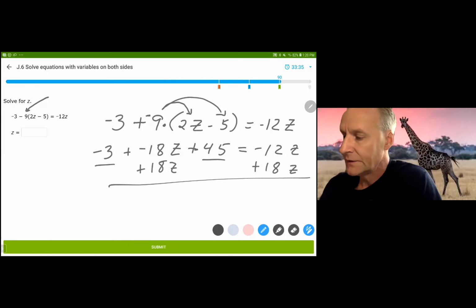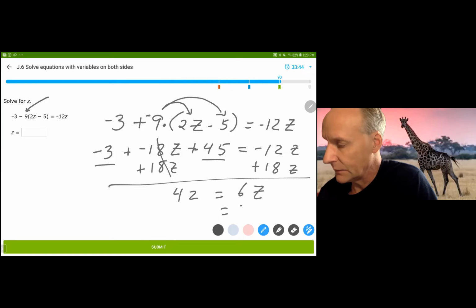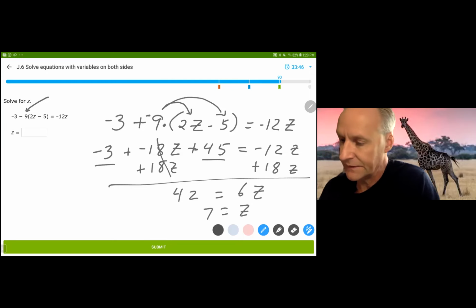There we go. So negative 3 plus 45 is 42. This is 0. And I get 6z. And then z is equal to 7. Of course, I'm going to divide by 6.